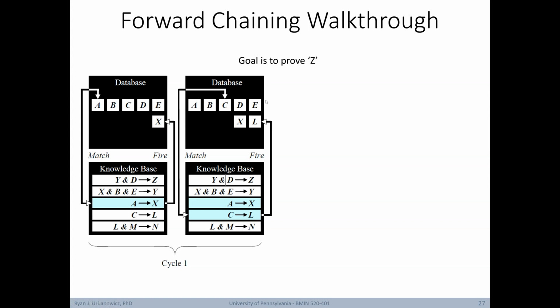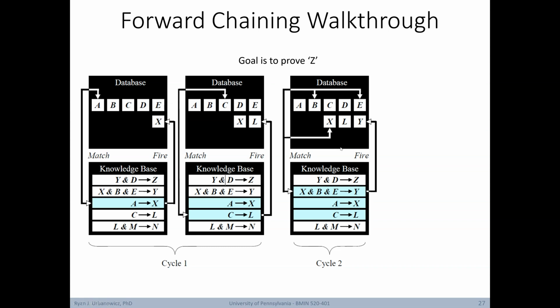So at the end of this cycle we have all of our original facts, but now we also have X and L as facts. So now let's move on to the next cycle. Now we check our knowledge base to see if any new rules can be triggered. In this case, now we know X, B, and E, thanks to X having been added in the last round. So at this point Y gets triggered and added to our fact base.